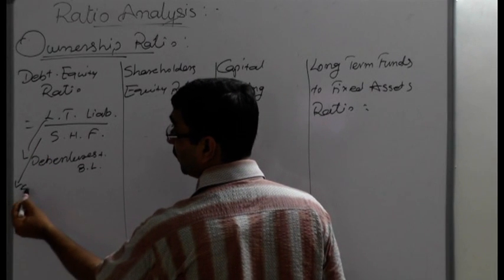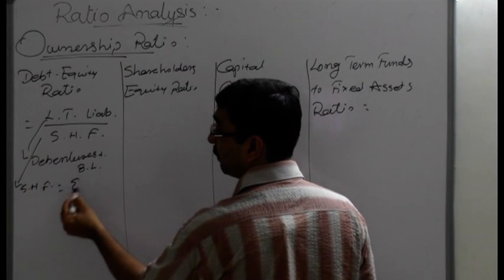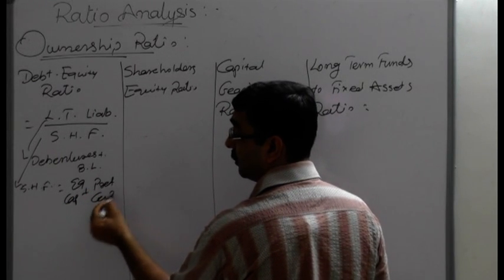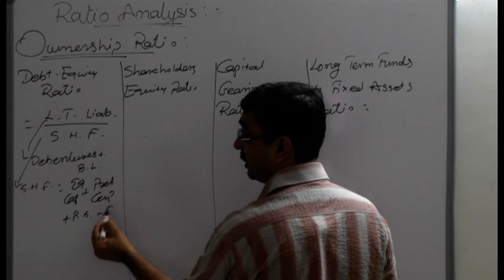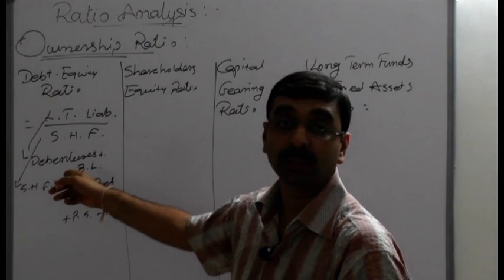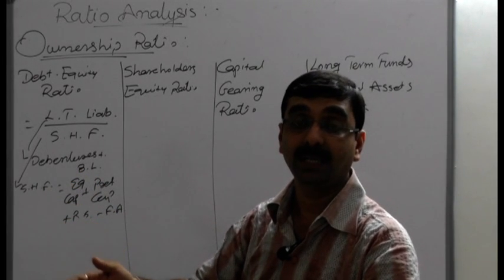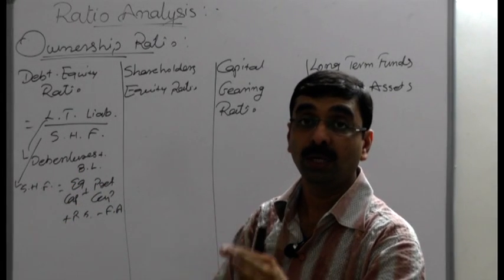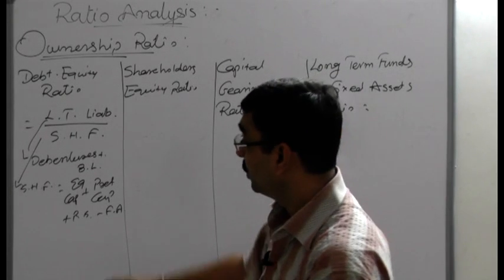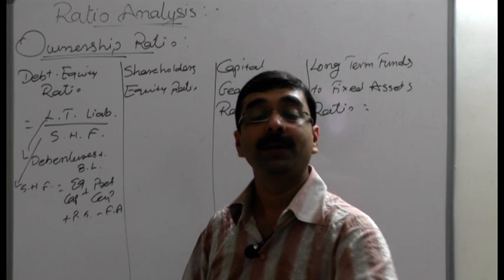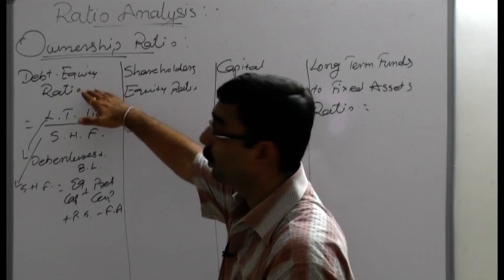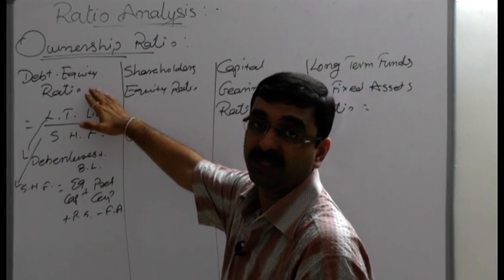Compared to the shareholders fund, the shareholders fund formula is very simple: equity capital plus preference capital, plus reserves and surplus, minus fictitious assets. This shareholders fund is compared with the long-term liabilities to identify the proportion. If the ratio shows strength, it shows that enough funds are available in the business to meet all the long-term liabilities at the time of their maturity.